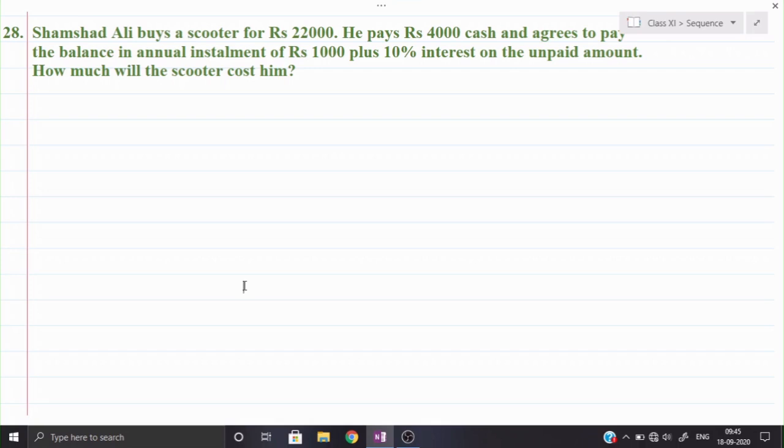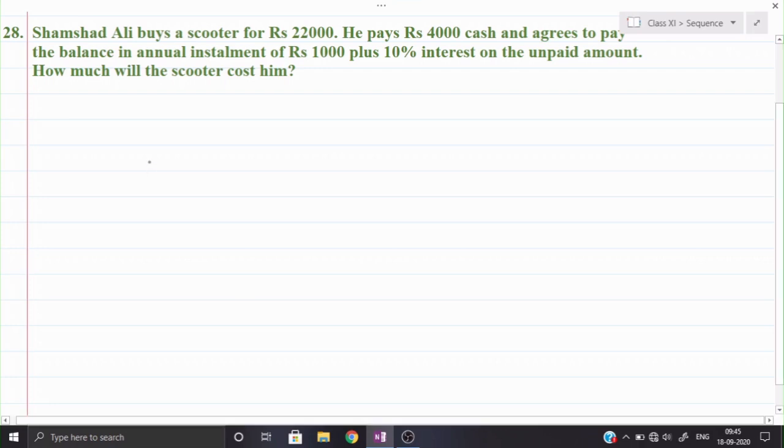He pays rupees 4,000 in cash. There he paid half amount in cash, 6,000 rupees, and balance amount was again 6,000. But here the balance amount will be 18,000. Agrees to pay the balance in annual installments of rupees 1,000 plus 10% interest on the unpaid amount. How much will the scooter cost him?